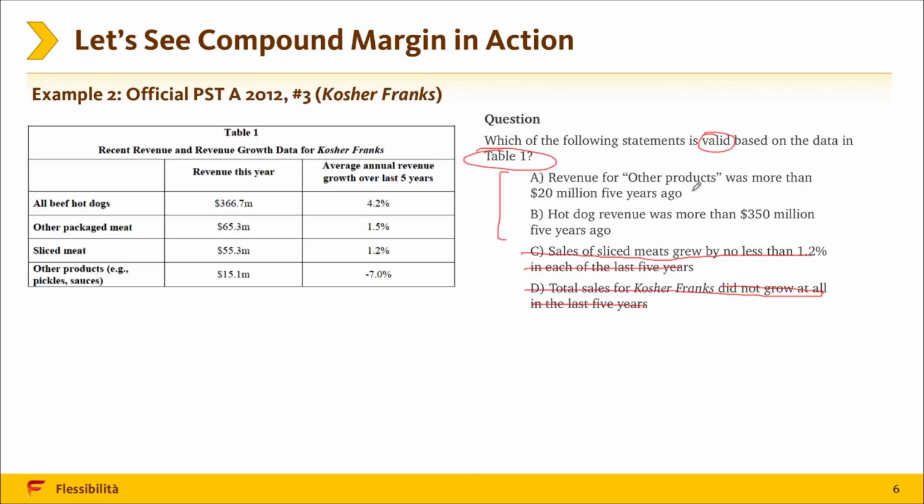A. Revenue for other products was more than 20 million 5 years ago. Other products, now it's 15.1 million, and the decline was about 7% per annum. Let's say that X is the revenue for other products 5 years ago. Then the following would hold true. This expression is a translation of the option A from English into math language.